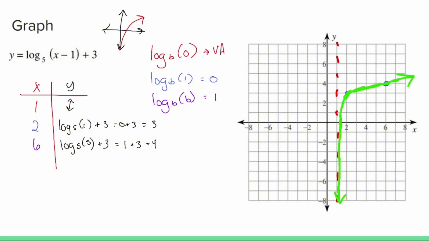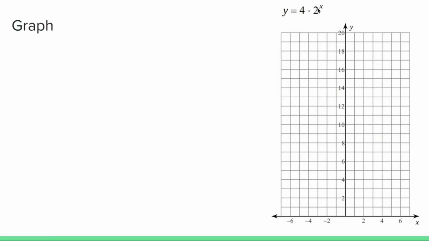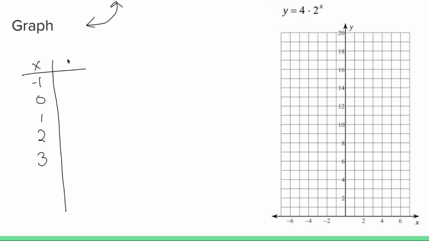So leave me alone. Graph y equals 4 times 2 to the x. Now, looking at this, we know that this is exponential growth, which is going to look like this. So probably the easiest thing to do is pick a couple x values, plug it in, see what happens. Why don't I pick x values of -1, 0, 1, 2, 3, and we'll go from there. Nothing crazy about exponential functions and graphing them. For the most part, it's a matter of understanding the behavior and just graphing it.